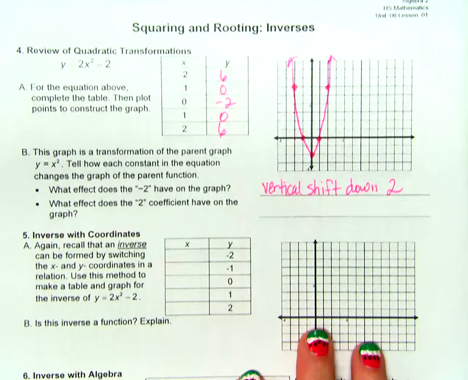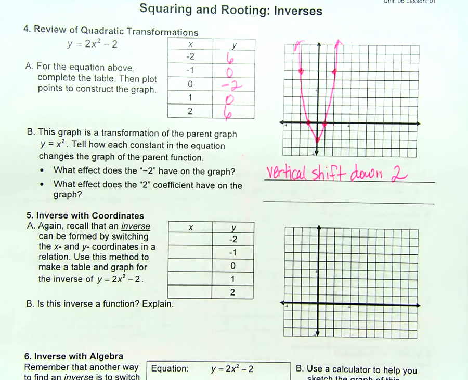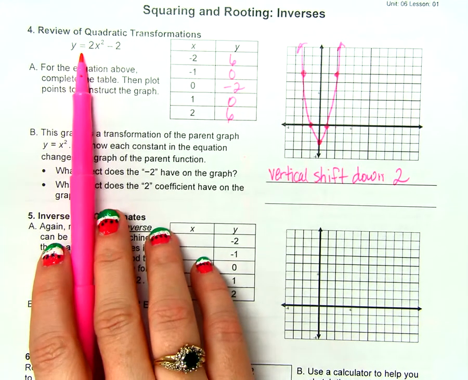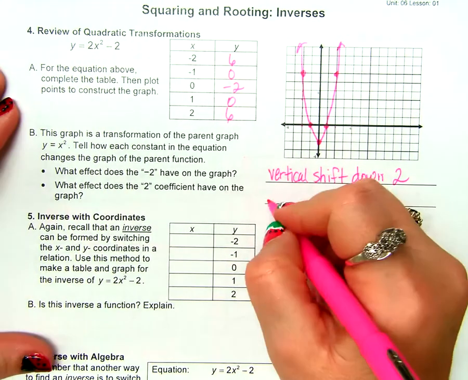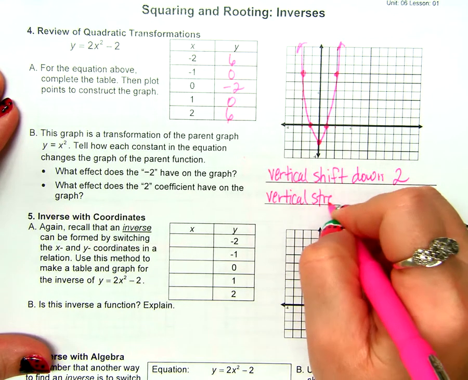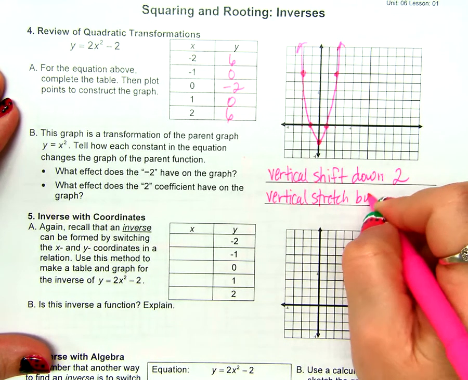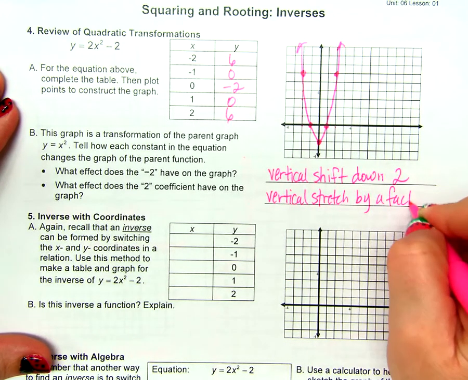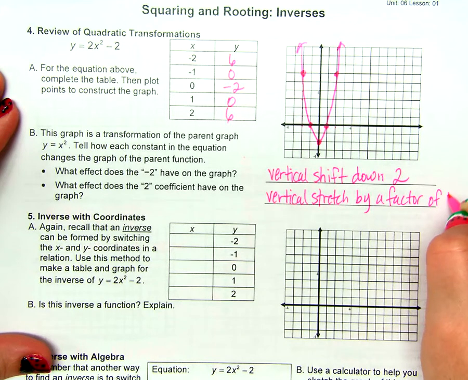Please remember your F's. They are important. What effect does the 2 coefficient have? Vertical stretch by a factor of 2. Excellent.